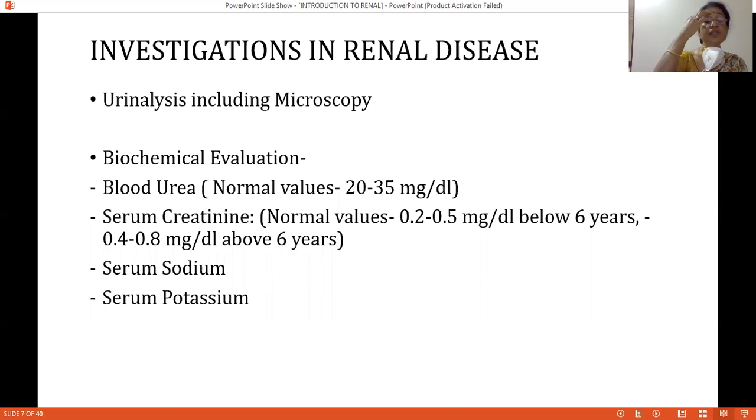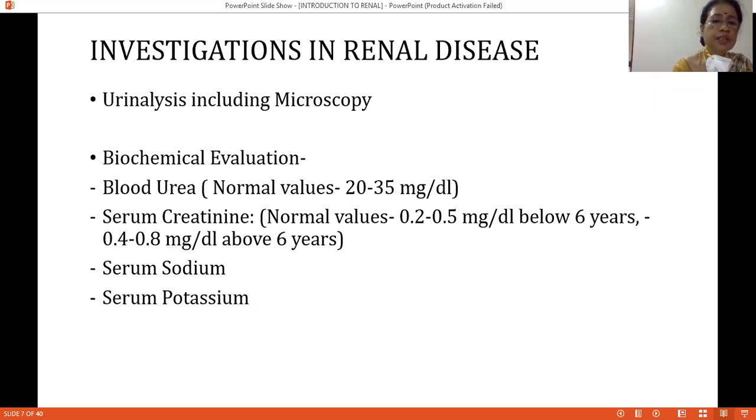So investigations, what are the investigations you will do in a renal disease? Urine analysis is a must. Urine analysis will give you a clue what the disease is, whether it is glomerular, upper UTI, that means infection in the kidney, or lower UTI. So urine will tell you. But then you have to go through the biochemical urine analysis. I will discuss it broadly later.